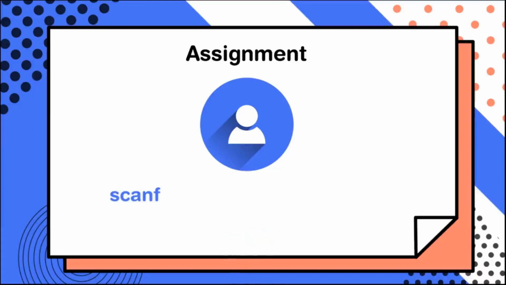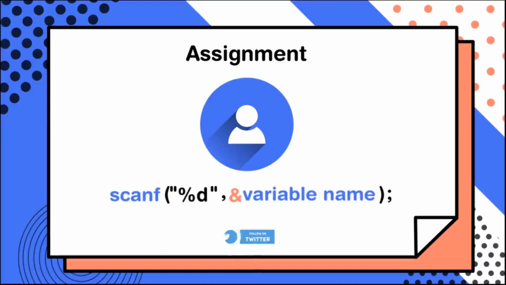To get the input from our user, we could write scanf with brackets and double quotes and %d, which is similar to the printf function. Where the %d in printf was printing some values to our users, here the scanf function is going to get those values from our users. After writing %d, we will use a comma and we will write an ampersand and the variable name. This ampersand sign and the variable name is going to store that value in our variable. And we will end this statement by adding a semicolon.